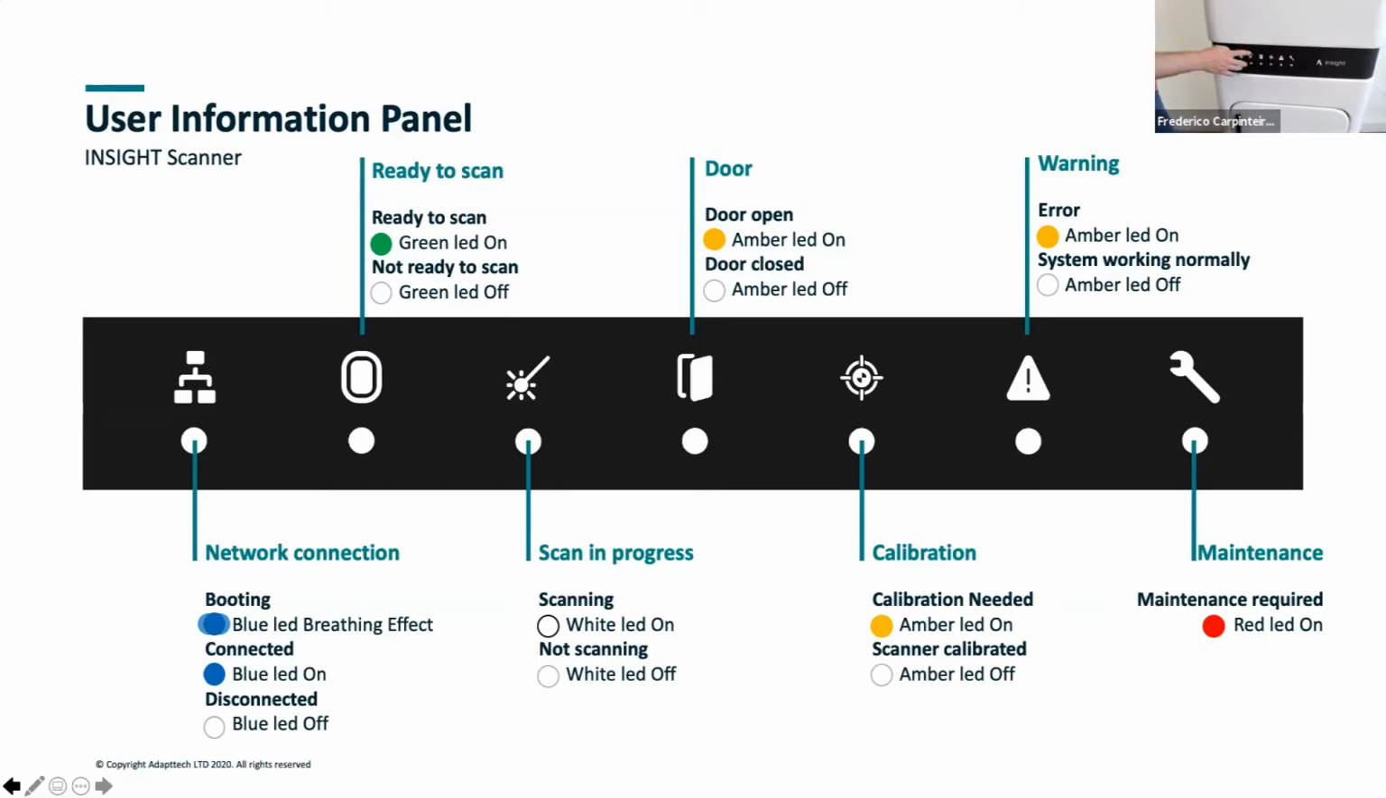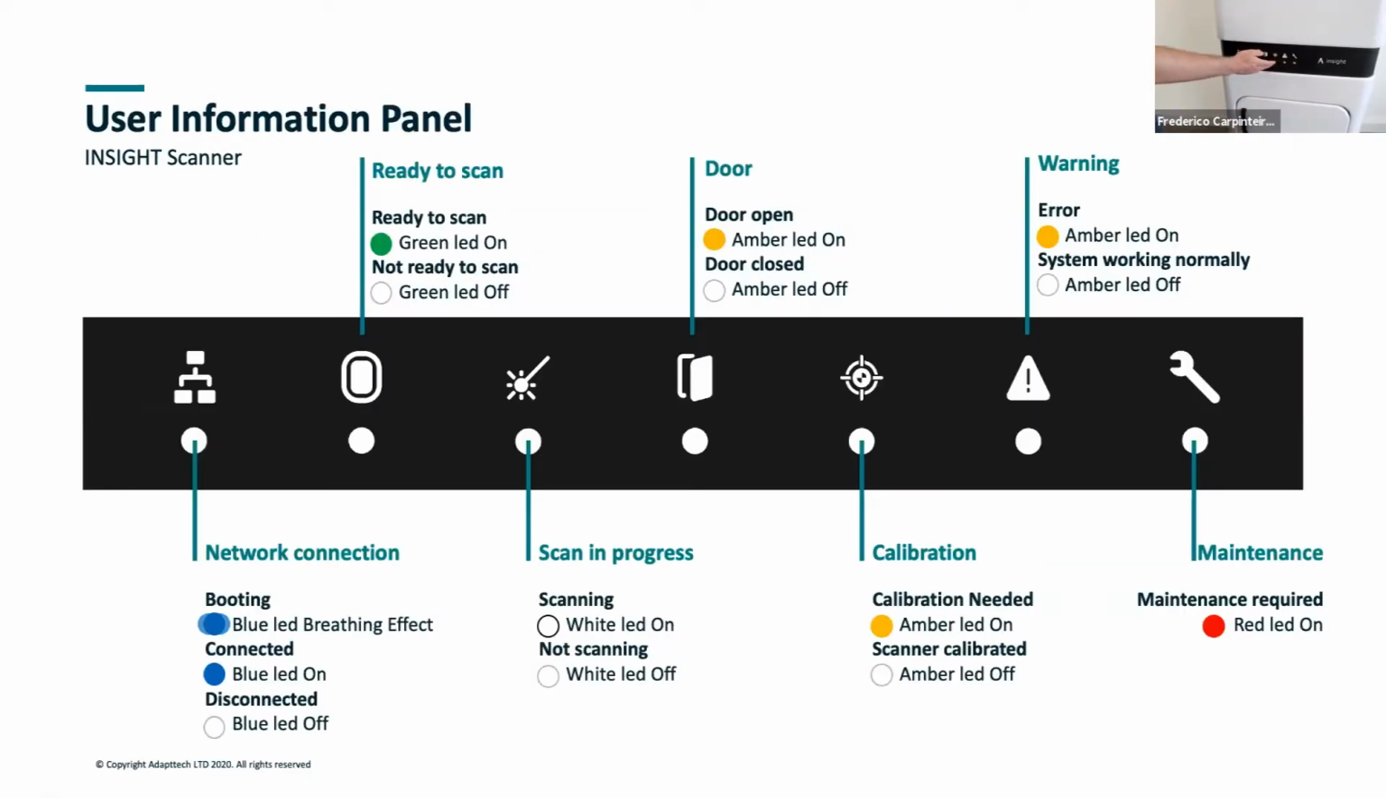The third LED is the scanning LED. So if it's turned off, it means that it's not scanning. When it turns on a white light, it means it's scanning the system. The fourth LED is the door LED. So if it's turned off, it means the door is closed. If it turns on, the door is open and you cannot scan.